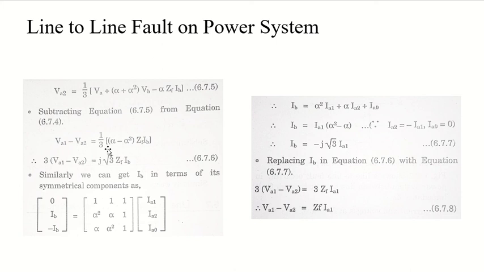So now alpha, if alpha minus alpha square's value was j into root 3, then the alpha square minus alpha will be minus j into root 3. And from that, you can find the value of ib, which will be minus j into root 3 into ia. Now you will simply replace the value of ib in the equation of voltages, and by doing that, you will be able to find the voltage difference between positive sequence component and negative sequence component, which is nothing but zf into ia1.